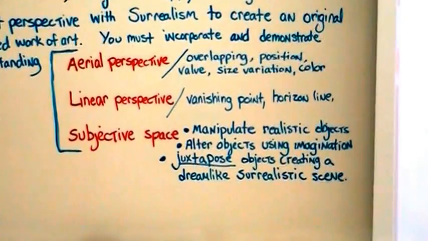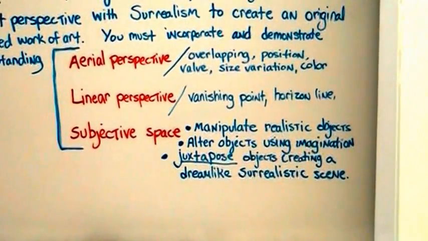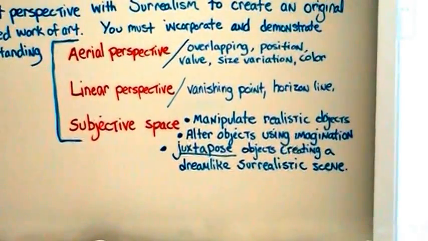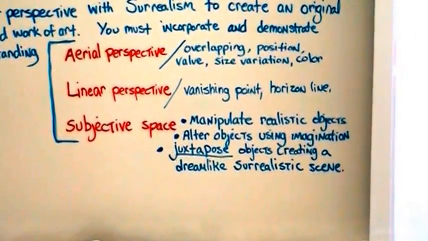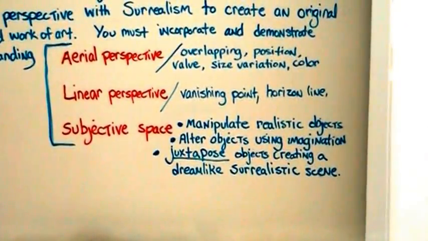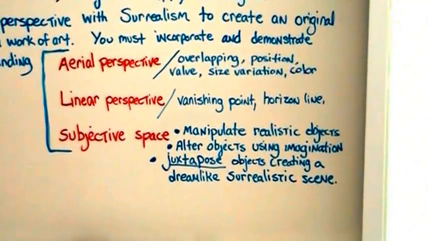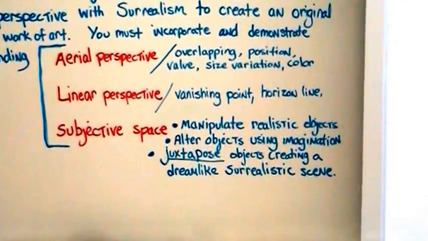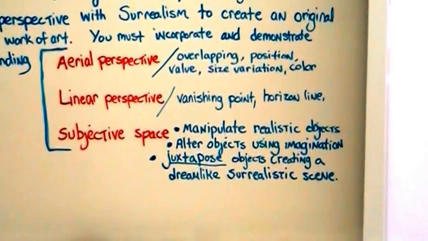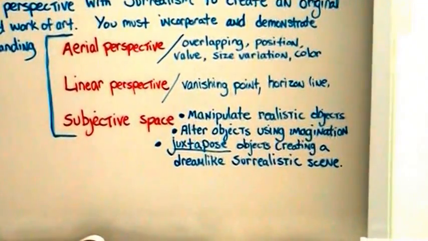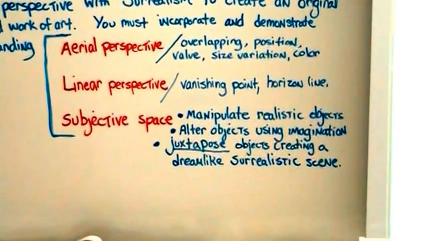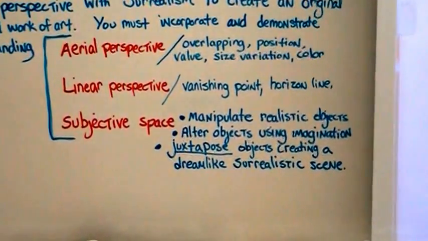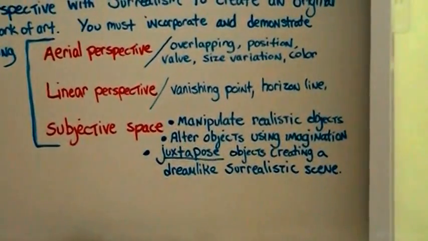And you must incorporate linear perspective, which is the vanishing point and horizon line, where it looks like it's going back into space, and we've practiced that on a small piece of paper. We're adding subjective space to our project, which is focused on what we learned yesterday. We're going to manipulate realistic objects. We're going to alter objects using our imaginations. We're going to juxtapose, a new vocabulary word for most of you that we talked about yesterday, objects creating a dreamlike surrealistic scene. I have some to show you.